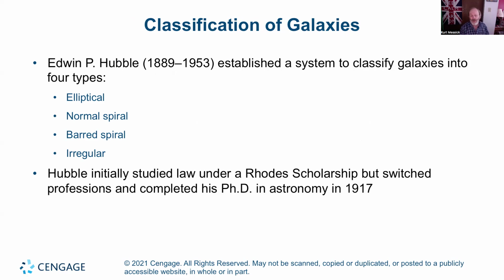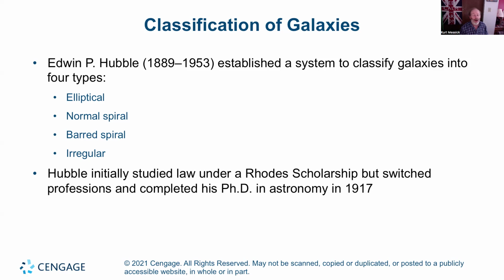Hubble is one of the first persons to figure out that galaxies are outside of our own galaxy, that there's more than just the Milky Way. He was actually a Rhodes Scholar, which means he went to Oxford University, like a lot of people, including Bill Clinton, who was president, and Richard Lugar, who was our Republican senator here in Indiana.